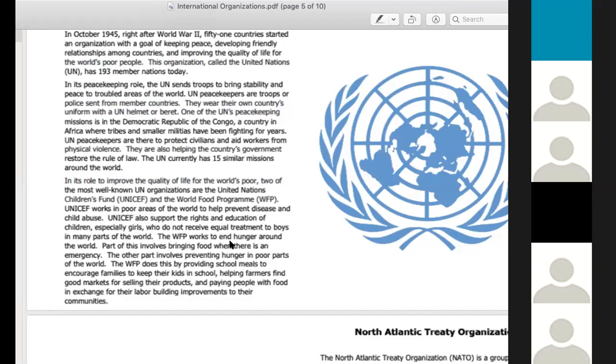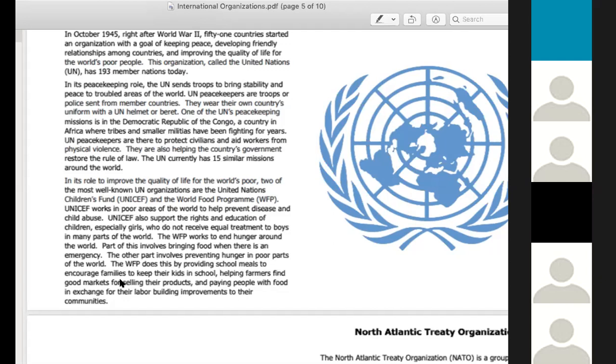The WFP works to end hunger around the world. Part of this involves bringing food when there is an emergency. The other part involves preventing hunger in poor parts of the world. The WFP does this by providing school meals to encourage families to keep their kids in school, helping farmers find good markets for selling their products, and paying people with food in exchange for their labor building improvements to their communities.